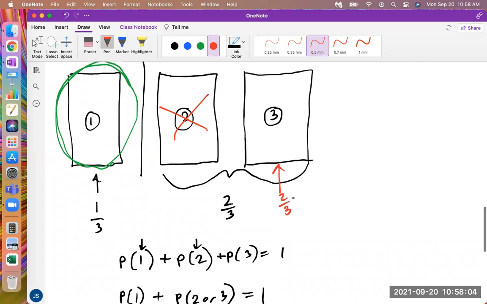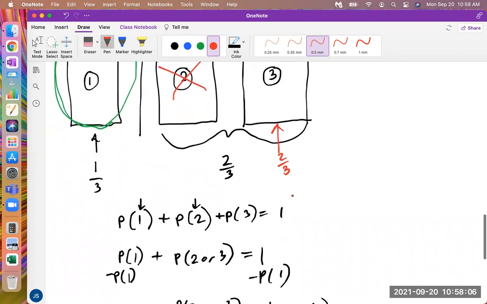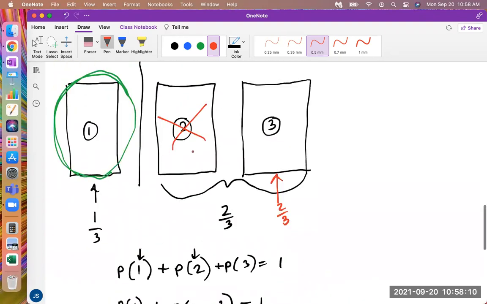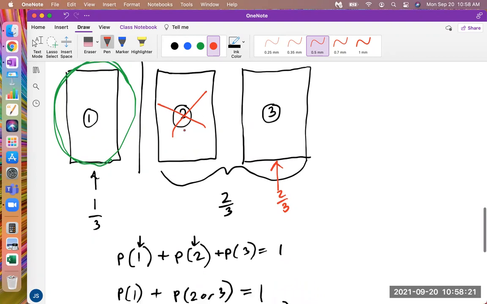And you can see it, again, because the probability of the car being behind door 2 or 3 adds to 2/3. And as soon as you say the probability of the car being behind door 2 is 0, then the probability of door 3 ends up being 2/3.